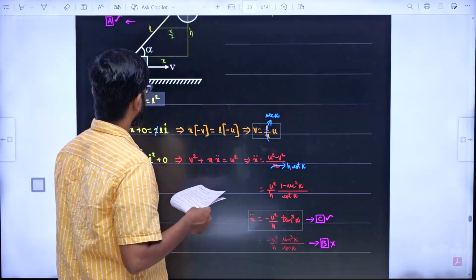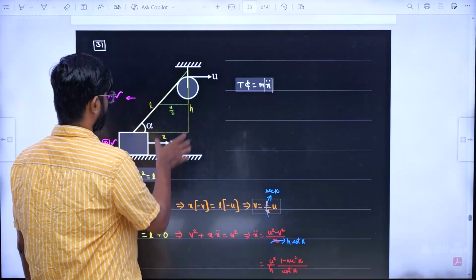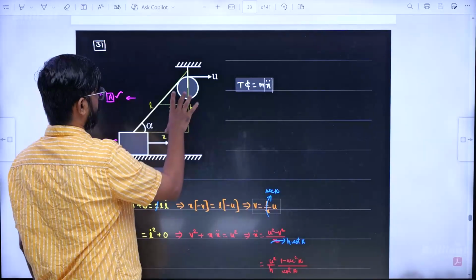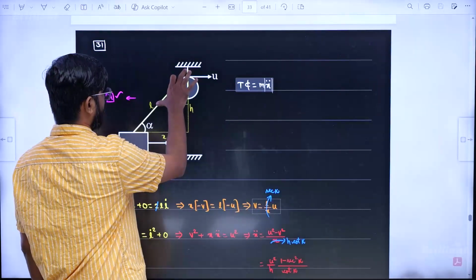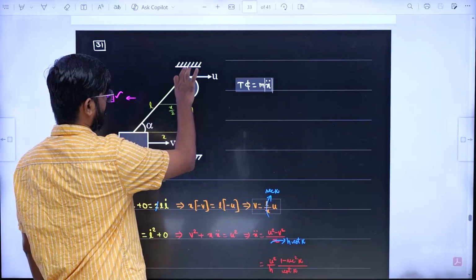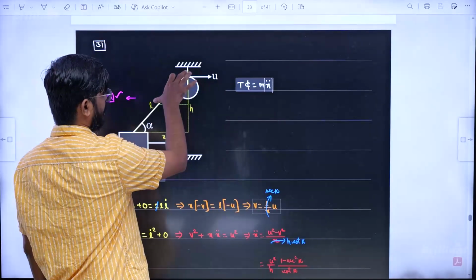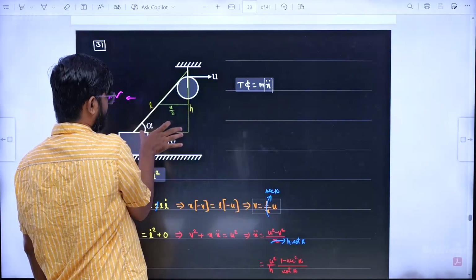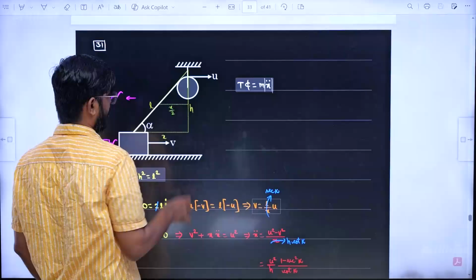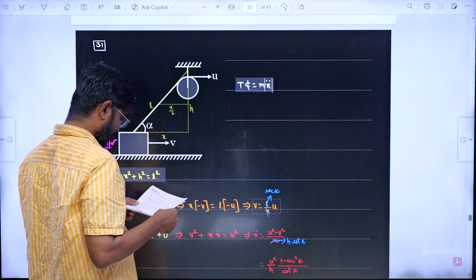Then P is moving horizontally with speed v by 2. You should understand, midpoint of this refers to L by 2, or you can see similar triangles: L by 2, H by 2, X by 2. If X is varying at a rate V, X by 2 will be varying at a rate V by 2. So option A will be correct.